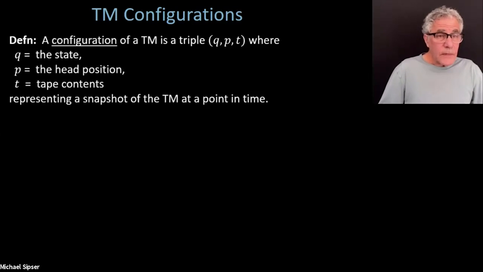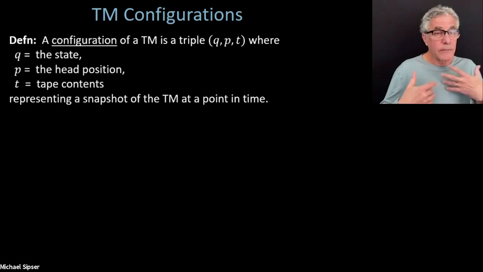First, let me define something for a Turing machine that I'm going to call a configuration. A configuration is just a snapshot of the Turing machine in the middle of its computation. So if you're running the Turing machine and you just stop it at some moment, it's going to be in a certain state, the head is going to be on a certain position, and the tape is going to have a certain contents. And with that information, you can then continue the computation of the Turing machine.